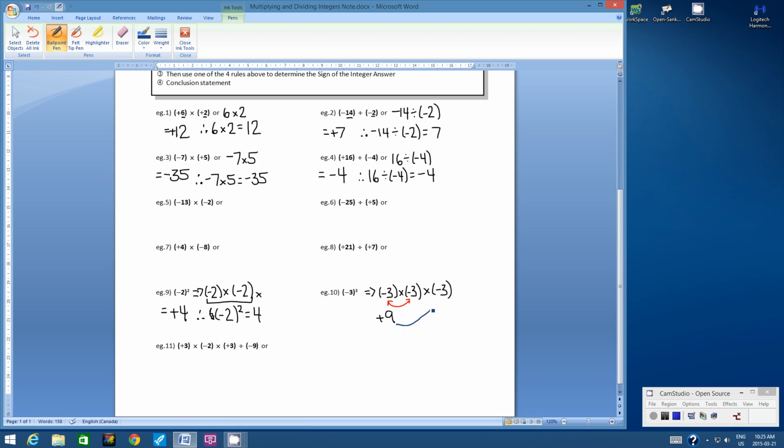So now we're going to do this part and this part. We're going to put this answer over here. So now we have positive 9 times negative 3. Well, 9 times 3 is 27. And then we have a positive times a negative. Since the signs are different, we're going to have a negative answer, aren't we? So then when we write our conclusion statement, therefore, negative 3 to the power of 3 equals negative 27.